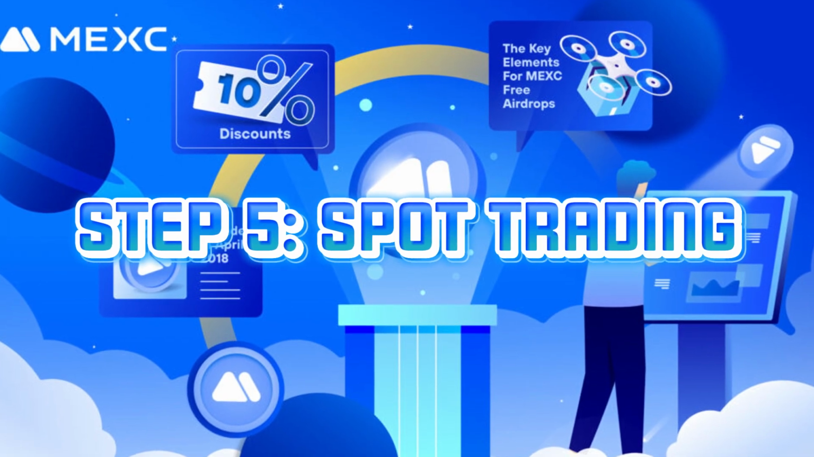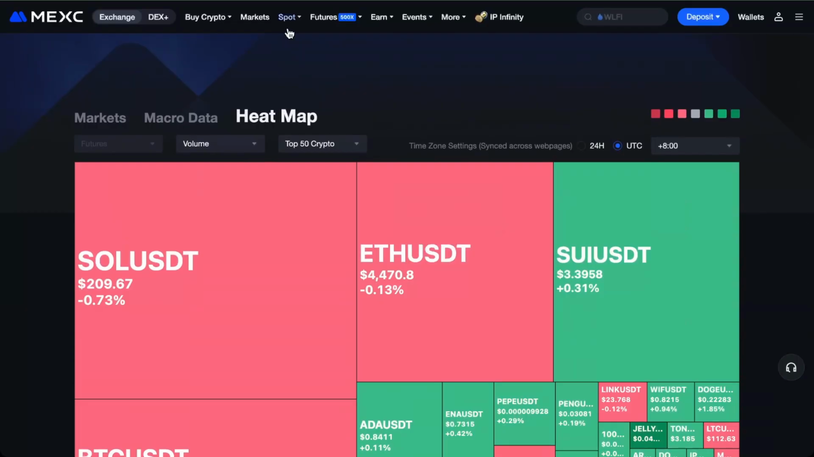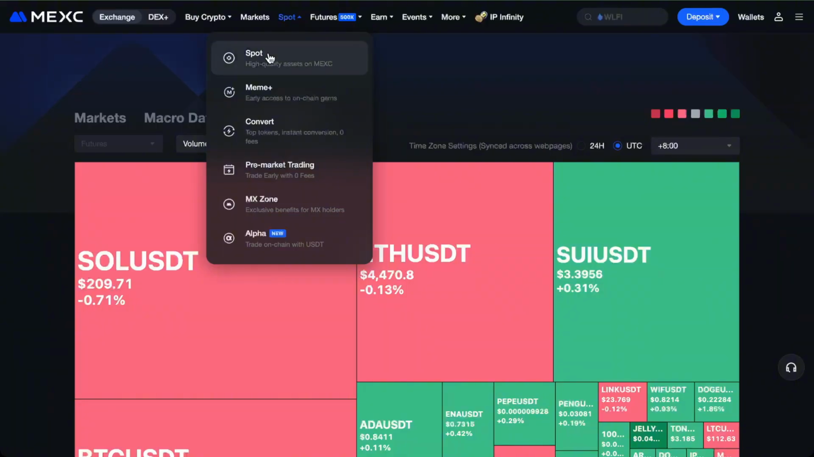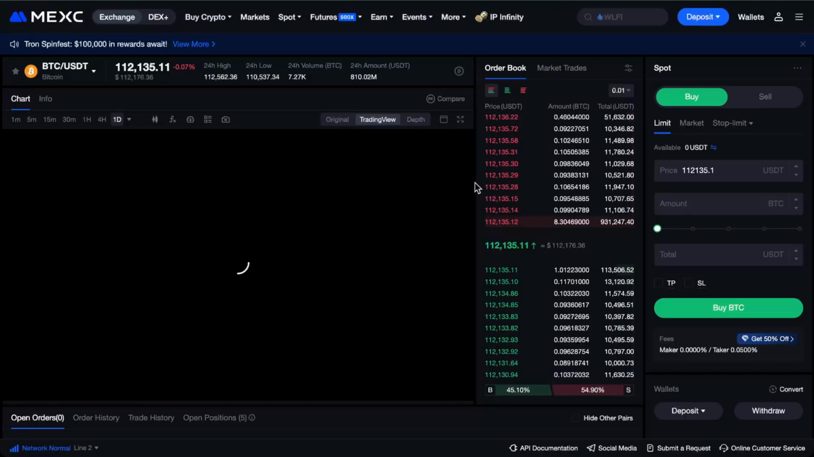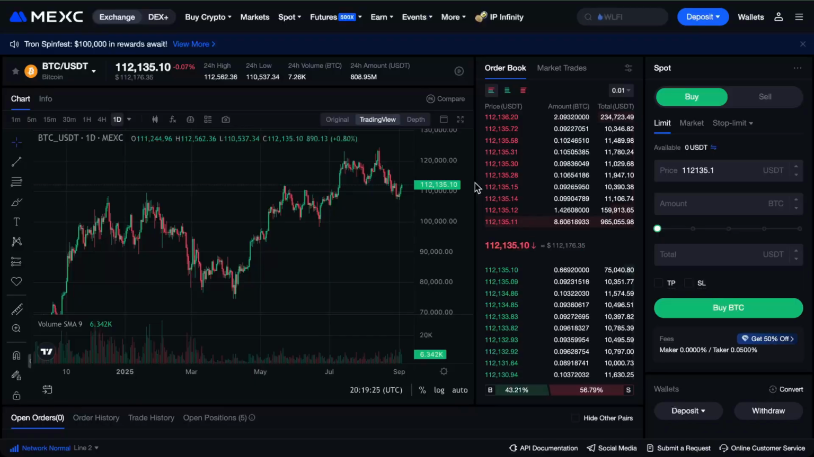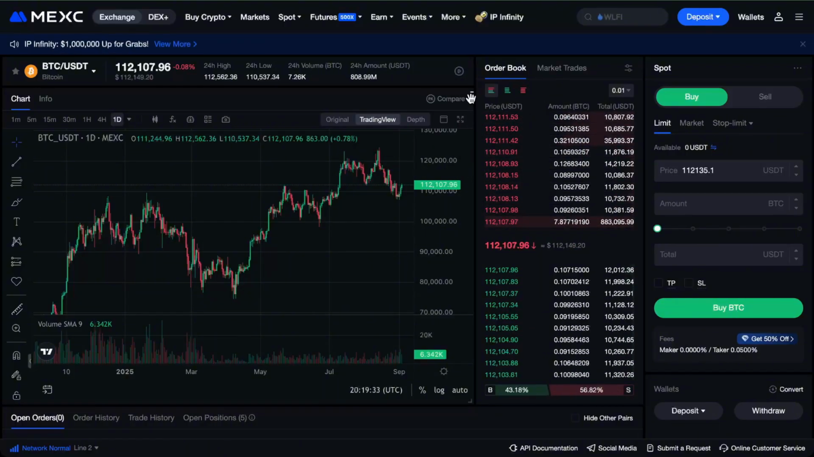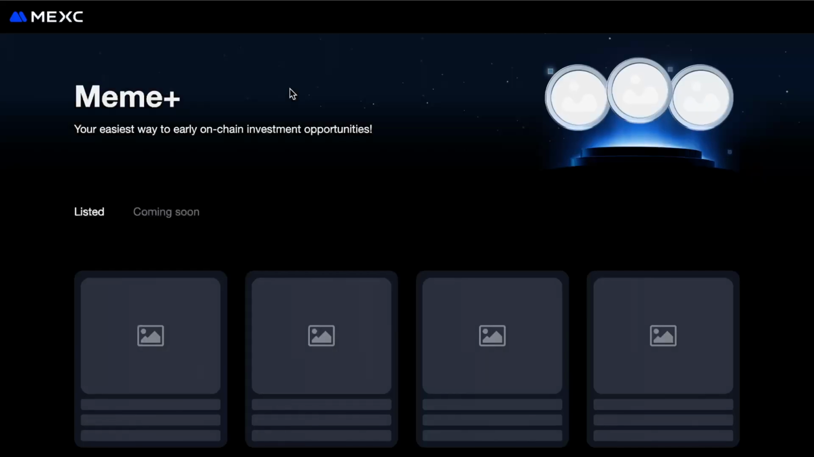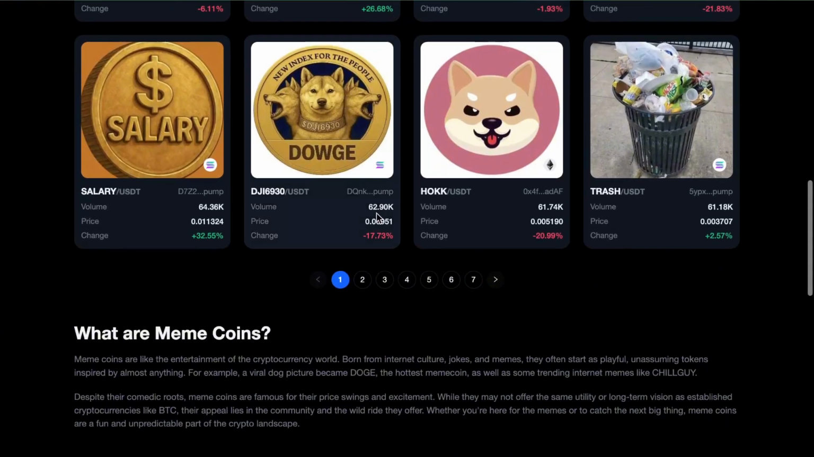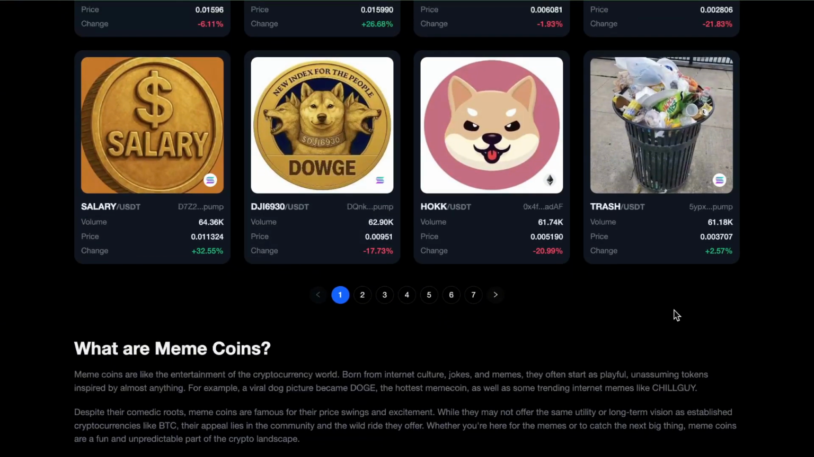Step 5, trading on spot. Next is the spot tab. This is where you trade cryptocurrencies directly, buying and selling at current market prices. The cool part about MEXC is that you can customize your trading terminal to look the way you want. You'll also see unique features like Meme Plus, which gives you access to early listed meme coins. But remember, early meme coins are extremely risky. Don't put in more than you're willing to lose.